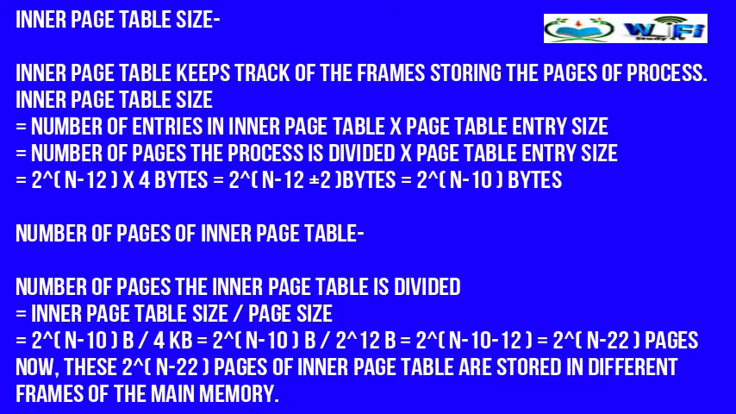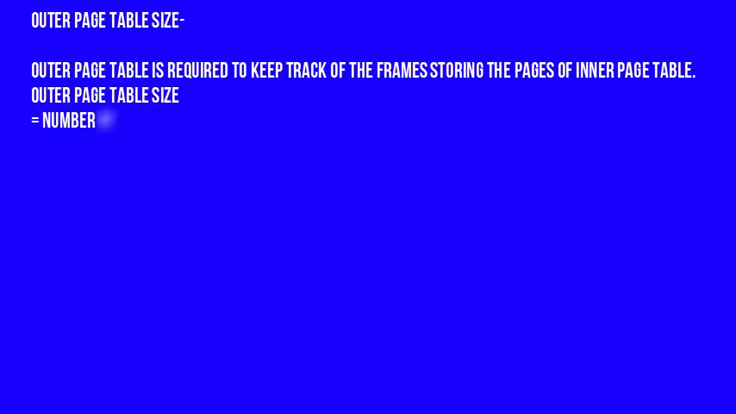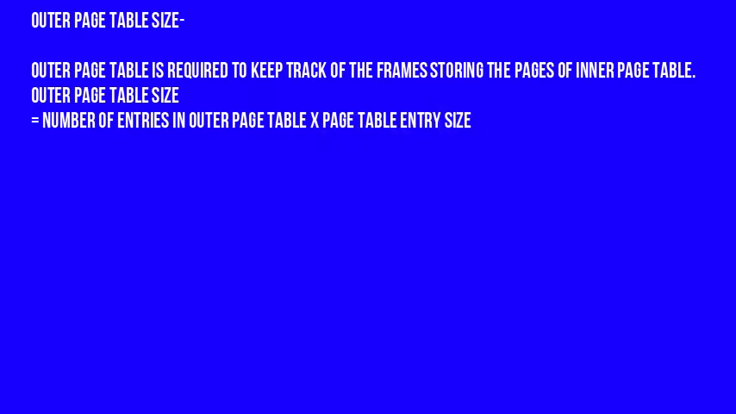Now these 2^(n-22) pages of the inner page table are stored in different frames of the main memory. Outer page table size: the outer page table is required to keep track of the frames storing the pages of the inner page table. Outer page table size equals the number of entries in the outer page table times the page table entry size, which is the number of pages the inner page table is divided into times the page table entry size.